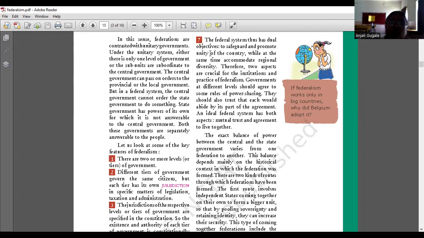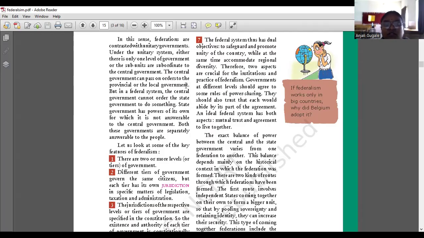On one hand, the unitary system has only one level of government. On the other hand, a federal government has two or more levels of government. The central government in a unitary form of power sharing can pass on orders to the provincial or local governments, which have no powers. All the laws, all the decisions are taken by the central government.